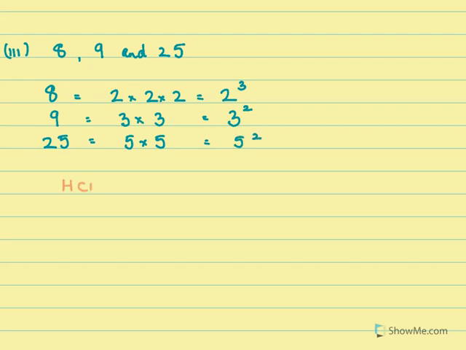To find HCF, we write common factor with the lowest power of that common factor. Now here if you see there is no common factor. So here we could put into 1 into 1 into 1. So 1 is common. So we'll put here 1 and the lowest power is 1. So the HCF will be 1.